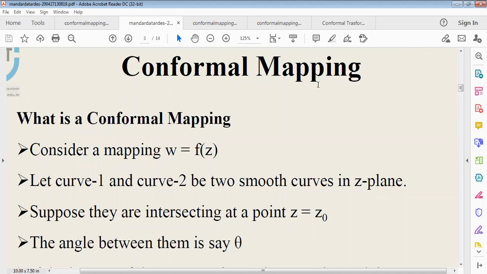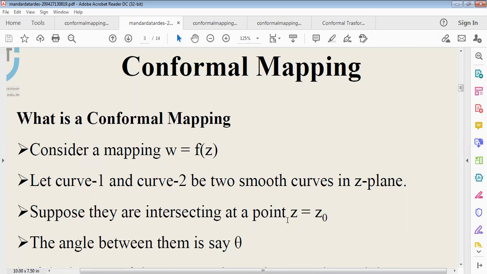Now, what is conformal mapping? First of all, we have to consider a mapping w equals f of z. z is the complex number, and f of z is a function of the z plane, and this image will be w for the w plane. Let us consider curve 1 and curve 2, both smooth curves in the z plane. In the z plane, there are two curves, curve 1 and curve 2.